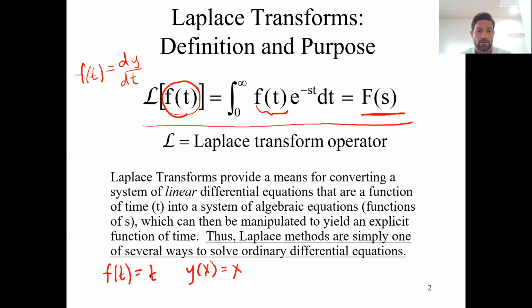Okay? So in order to take the Laplace of this function, we would just go integral 0 to infinity of t times e to the negative st dt. All right. That's where we are. How do we take this integral? Someone chime in and help me out. Integration by parts. Yeah, so we would have to do integration by parts on here.